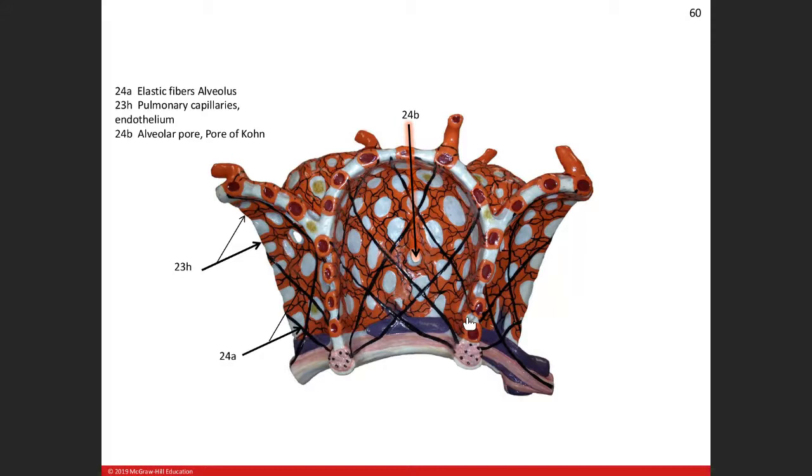All right, now we're going to go and talk about some gross anatomy. Actually talk about the lungs themselves, like if you were to hold them in your hands.